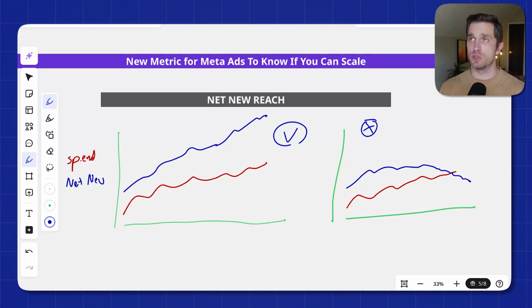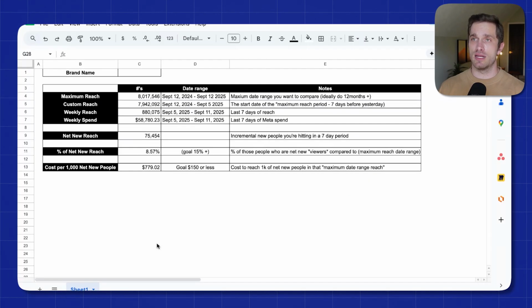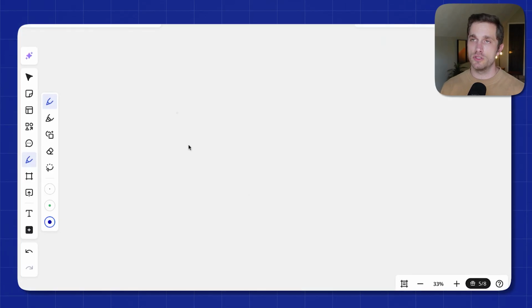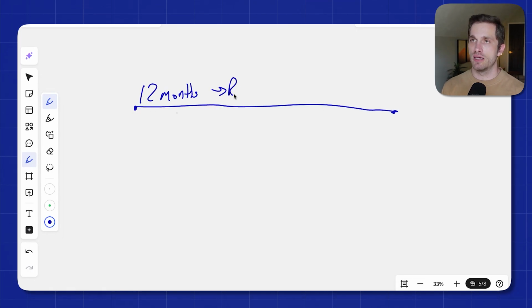So net new reach is pretty cool. Check this out. Net new reach can be calculated like this. Before I show you that calculator again, a quick illustration: we're looking at a few different data points. We're looking at the last 12 months of data, looking at reach. So what is your reach for the last 12 months? Get that number. Then you're looking at the last 12 months minus 1 week.